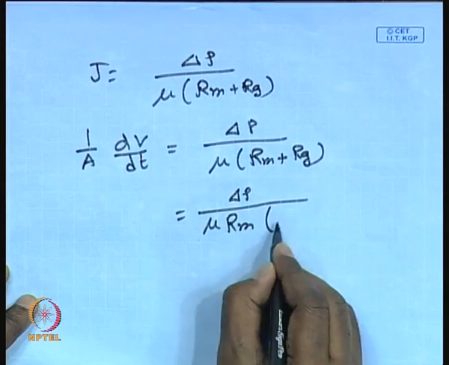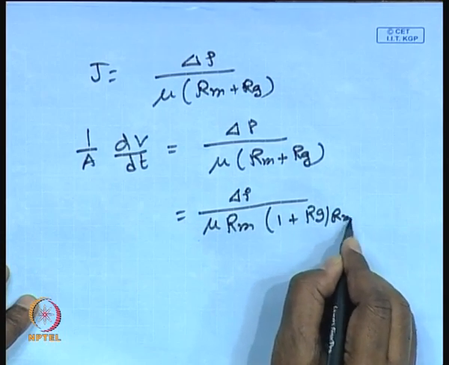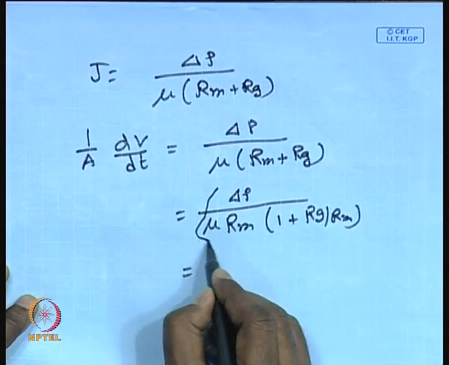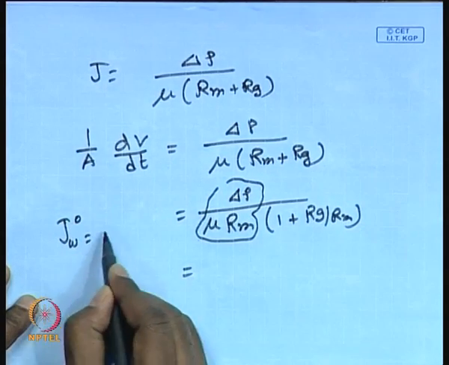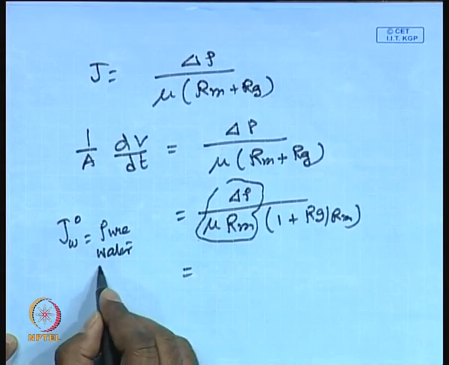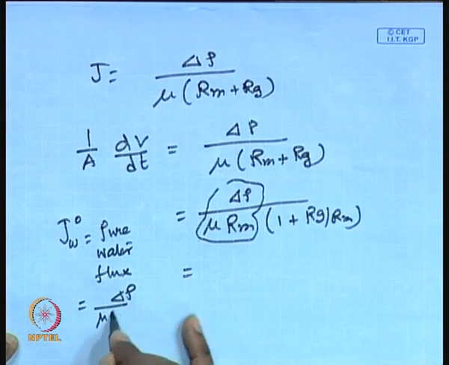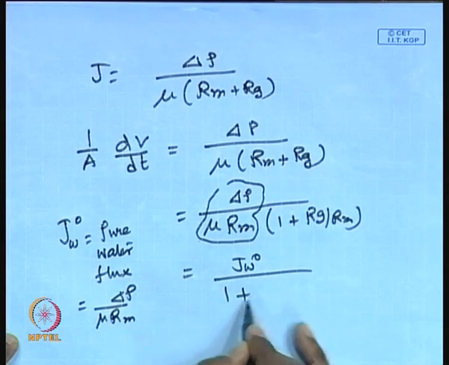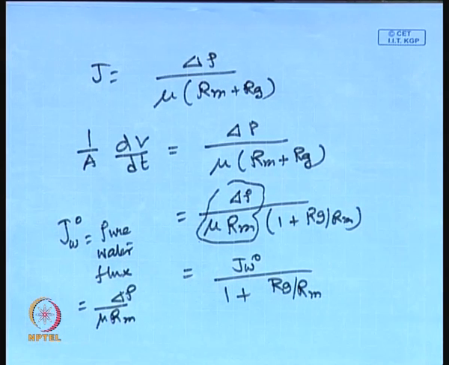Okay. So, you can rearrange it as delta P, you can take Rm out. So, this becomes 1 plus Rg by Rm, and this is nothing but, if you remember, pure water flux. We have defined earlier pure water flux, that is delta P by mu Rm. So, you can write it as Jw0 divided by 1 plus Rg by Rm. Okay.